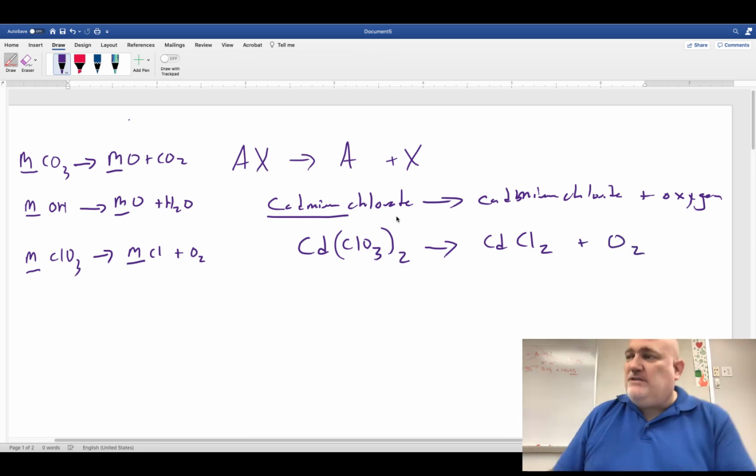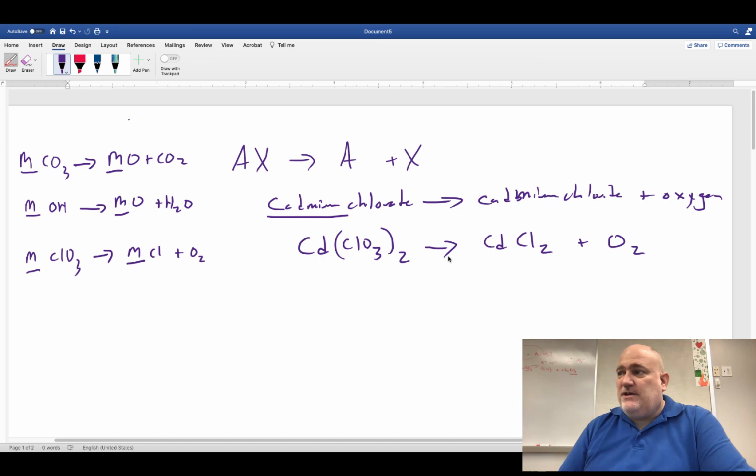Now, when we balance, we have a Cd here and a Cd here. We don't have a ClO3 on the other side, so we can't count just the number of ClO3s, but don't we have a Cl times 2? Wouldn't that be 2 Cls? And here, don't we have 2 Cls? And then look here, don't we have 6 oxygens, 2 times 3? And here we have 2. So can we just put a 3 right here and be balanced?